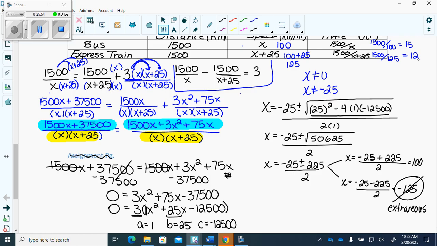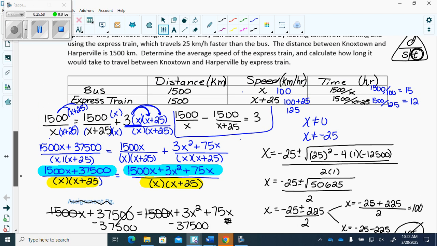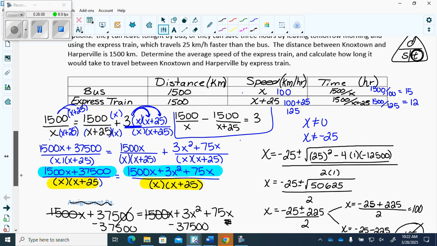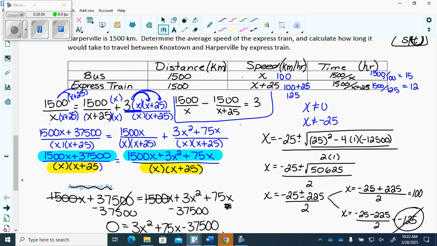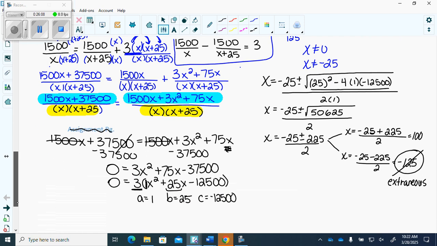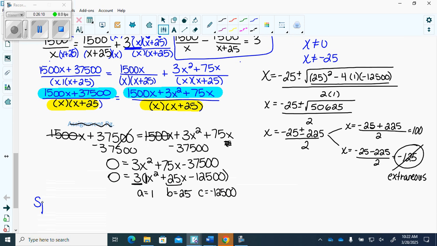Okay, cool. We have all the answers we could possibly want. Let's actually see what we need. So it says, determine the average speed of the express train. What's the average speed of the express train? 125 what? Yeah. So speed of the express train. Yep. You are correct. Is 125 kilometers per hour.